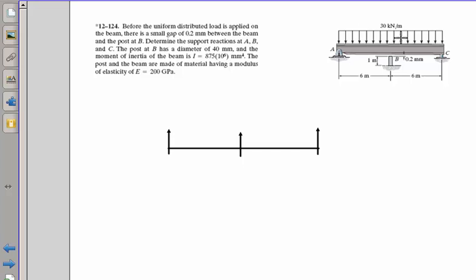Now this is going to be a distributed load here, so you're going to take 30 kilonewtons times 12. That's going to give you 360 coming down. So we'll put that one coming down right here, and label it as 360 kilonewtons coming down. This will be the force at A, the force at C, and the force at B.